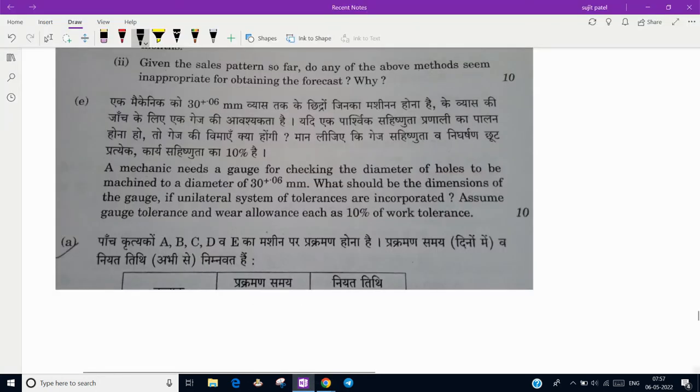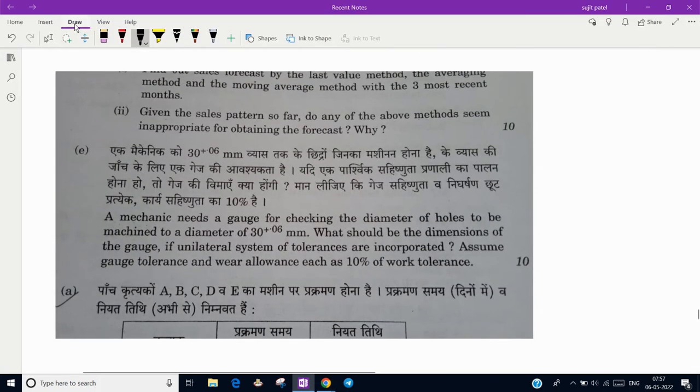Hello everyone, and today we are going to solve two questions from paper 1. First question is from paper 1, question number 5E. Okay, 2021 Civil Service Mains paper, paper number 1.